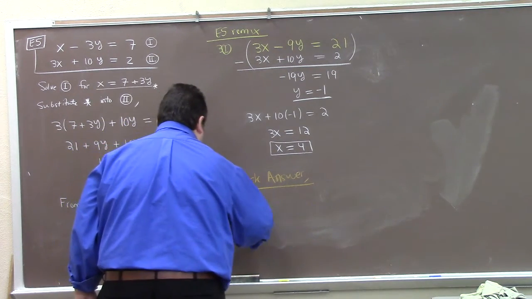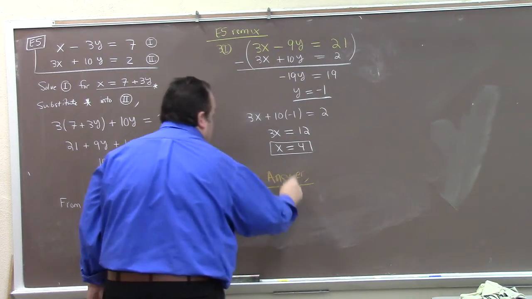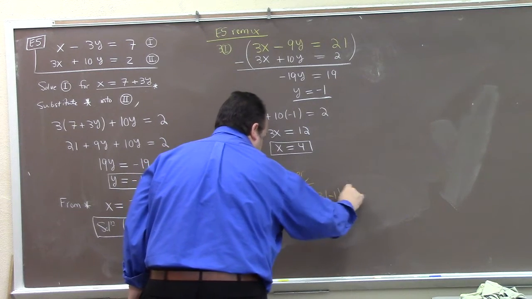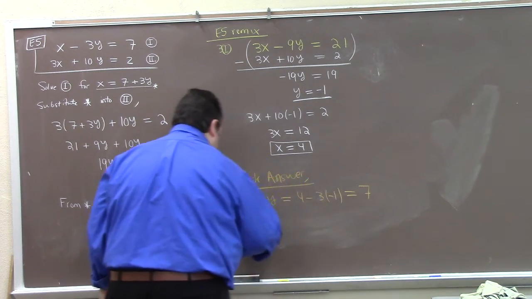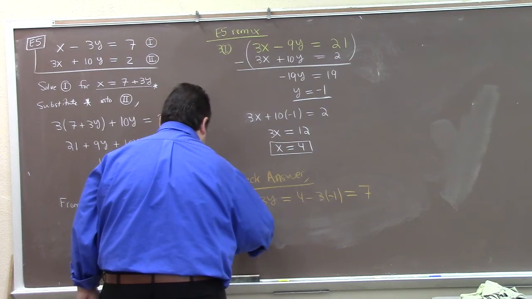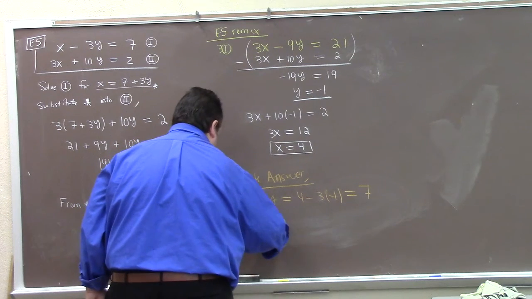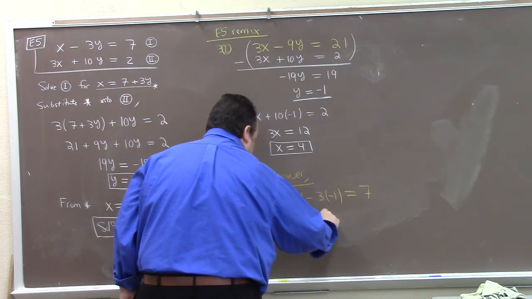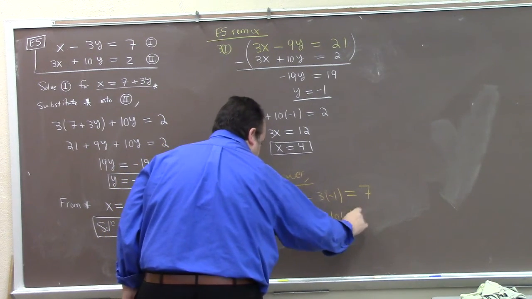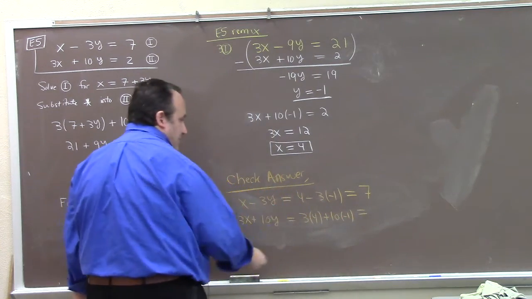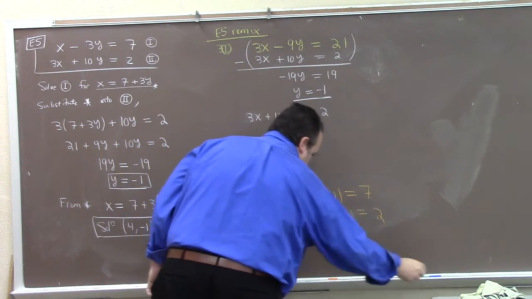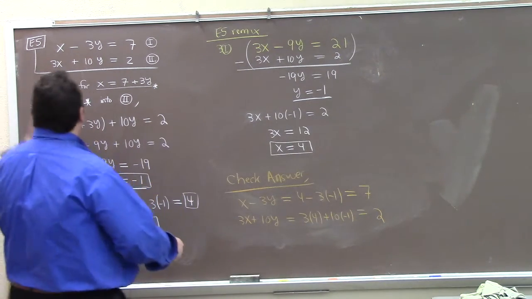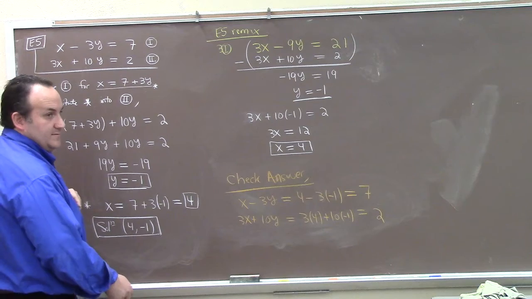So x minus 3y is going to be 4 minus 3 times minus 1, which is 7. 3x plus 10y is 3 times 4 plus 10 times minus 1, which is 12 minus 10, which is 2. So, good news. We got 7, and we got 2.